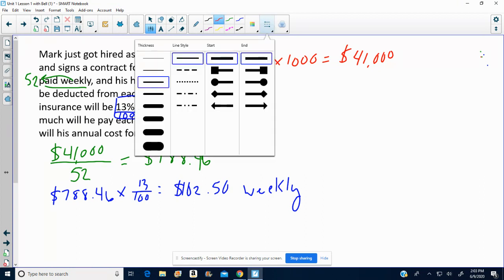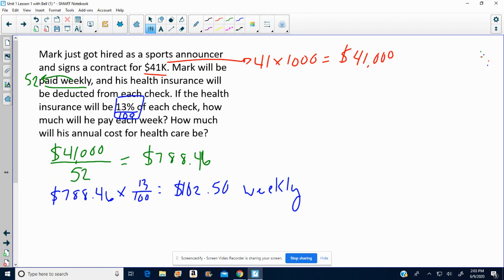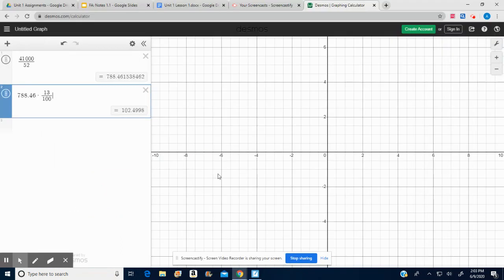Now it also wants to know what he pays to the insurance each week, but it also wants to know what he pays annually. Easiest way to do that is if he makes $41,000 annually and he's paying 13% to his health insurance, we're going to take that total amount of $41,000 and multiply it by the 13%, just like we did with the weekly. So 41,000 times 13 out of 100 gives me a total for the year in the amount of 5,330.